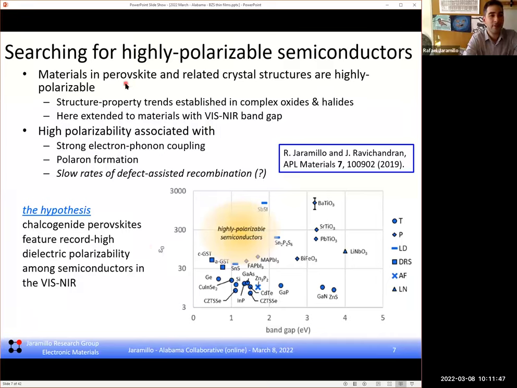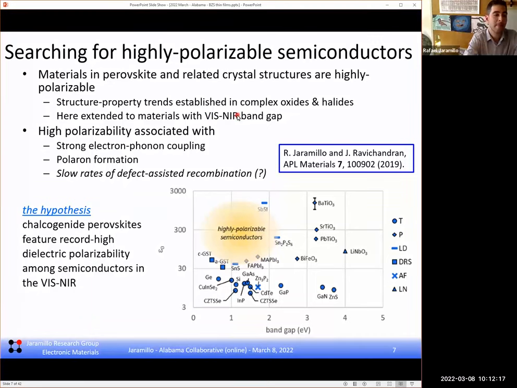So the first view on the properties is about dielectric polarizability, which is something which is intellectually very interesting to me, and I think also bears on performance. So it's true that materials in perovskite and related crystal structures are highly polarizable. So these structure property trends are established in oxides and halides. And we just make a very simple-minded prediction that these trends will extend to semiconductors, that is, materials with a visible band gap.